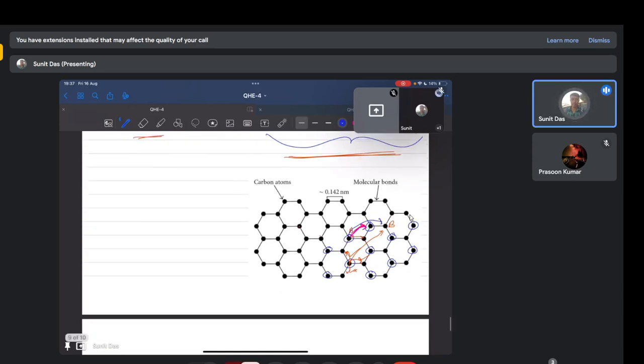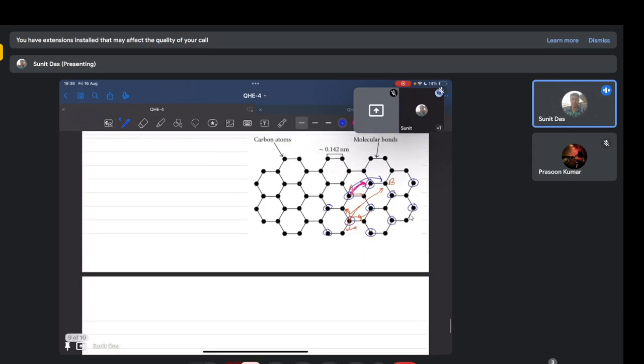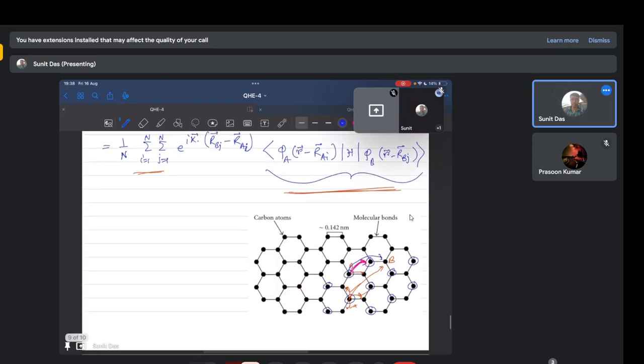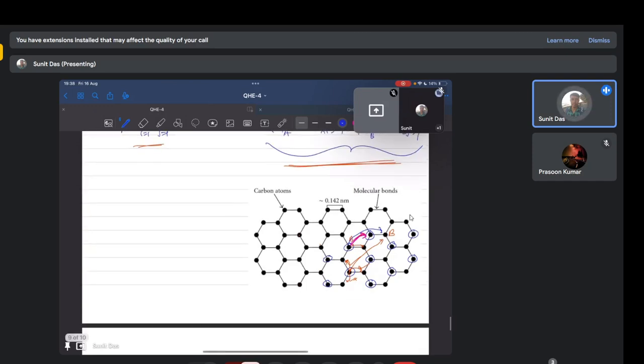Okay, so this is the approximation we are going to take, that the dominant contribution comes from this overlap matrix, so let me write it.